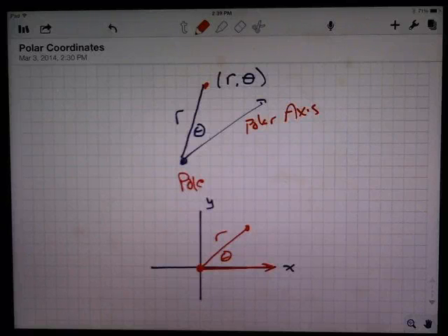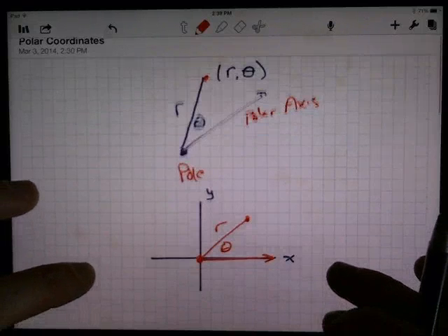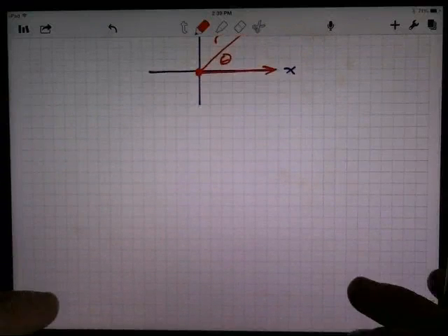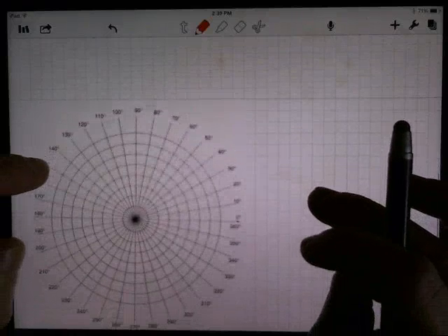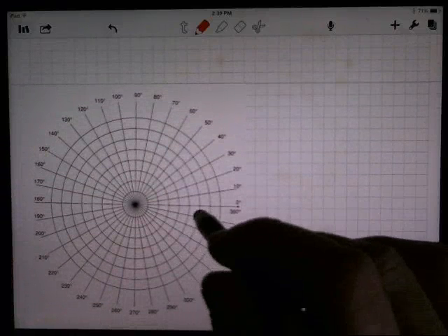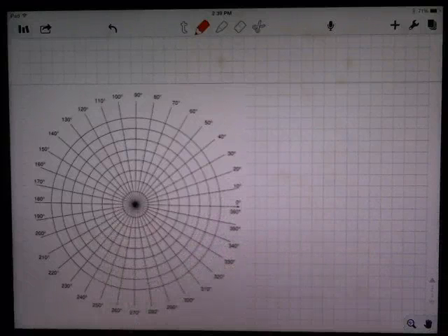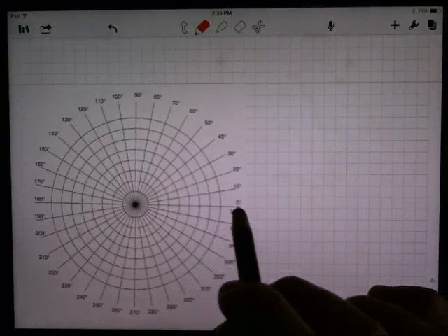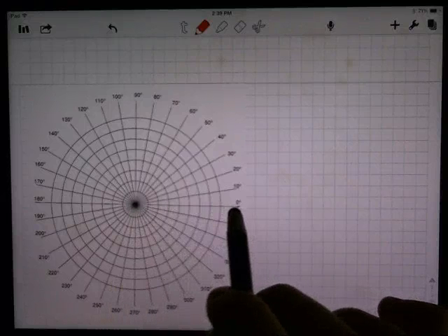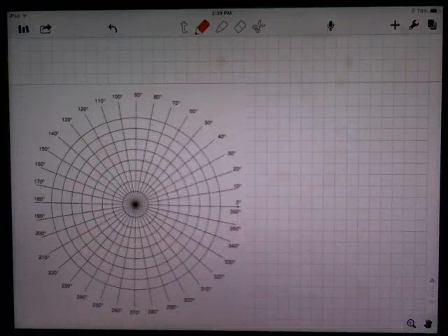But let's take a look at how we plot points. I'm going to scroll down to the next page where I have a polar graph already waiting for me. This is polar graph paper, marked off in degrees. 0 degrees is pointed in what was normally the positive x direction, and then 10, 20, 30, 40, 50.